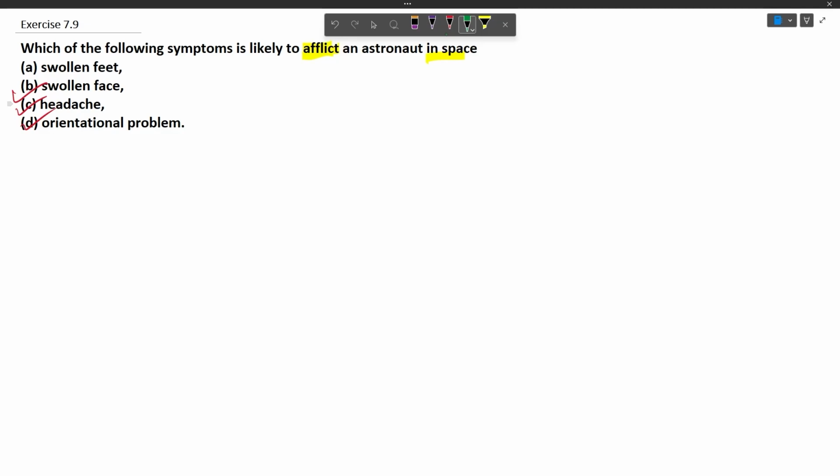Now swollen face may distract him or her in working, so it can affect. Headache as well can affect his or her working, and orientation problem is one of the prime problems that the astronaut faces due to weightlessness. So this is obviously going to affect how they work, for which they are trained properly. So we can say these three symptoms are going to affect the astronaut in space.